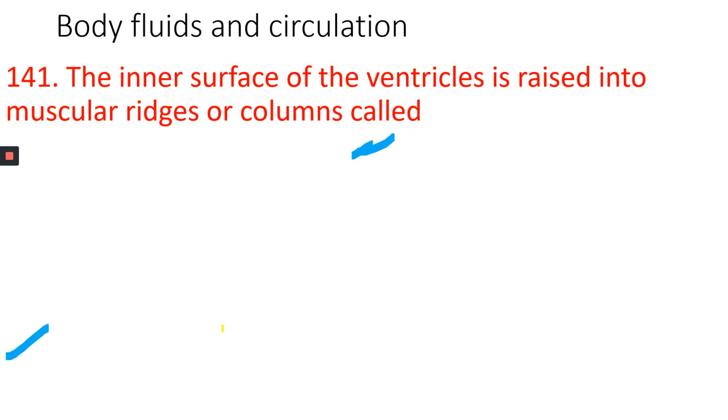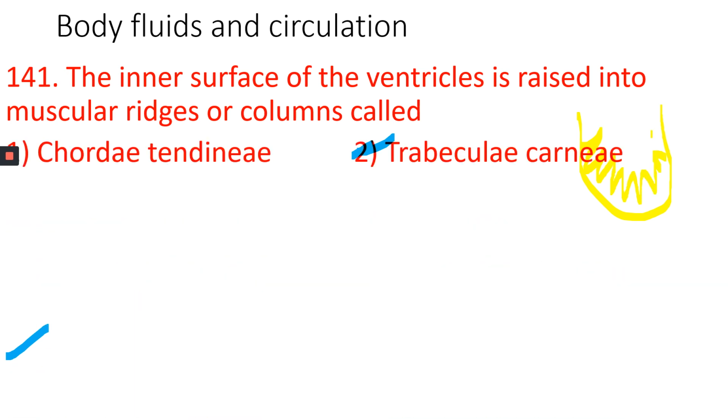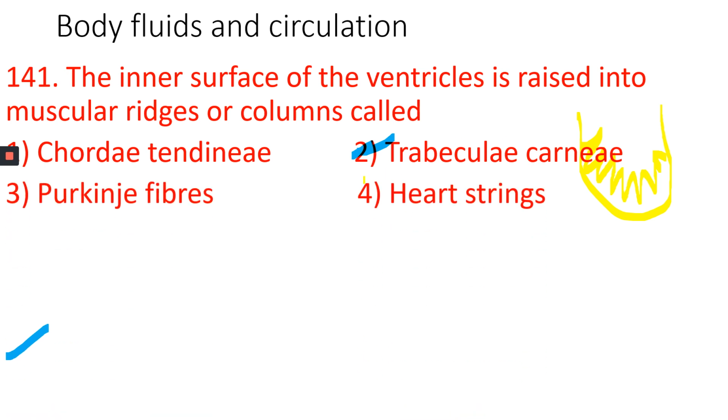Move on to the next one, 141. The inner surface of the ventricles is raised into muscular ridges or columns called. For example, if you take one ventricle here, the inner surface of the ventricle is raised into muscular ridges called columnae carneae or trabeculae carneae. Okay, the answer is trabeculae carneae.